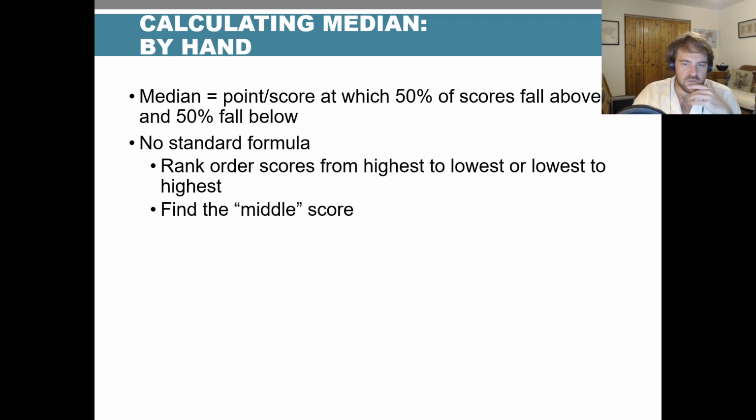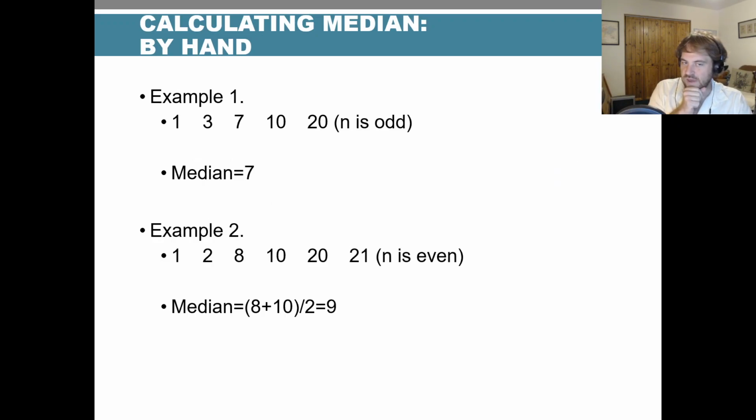There's not really a formula for this. You're just going to put the scores in order from highest to lowest, or lowest to highest, it doesn't matter, just in order. And then you're looking for the middle score. Now, this is easy if you have an odd number of values. So we have 5 here. What is 5 divided by 2? It's 2.5. So then you can round up to the next whole number, which is 3. You're looking for the third value. That should be your middle number, right?